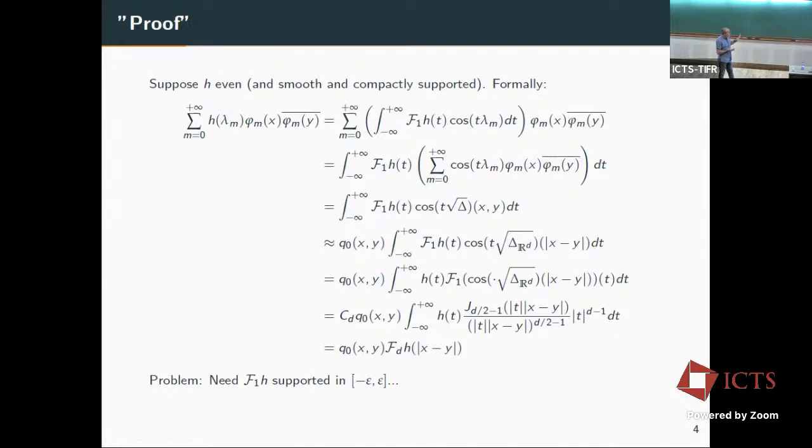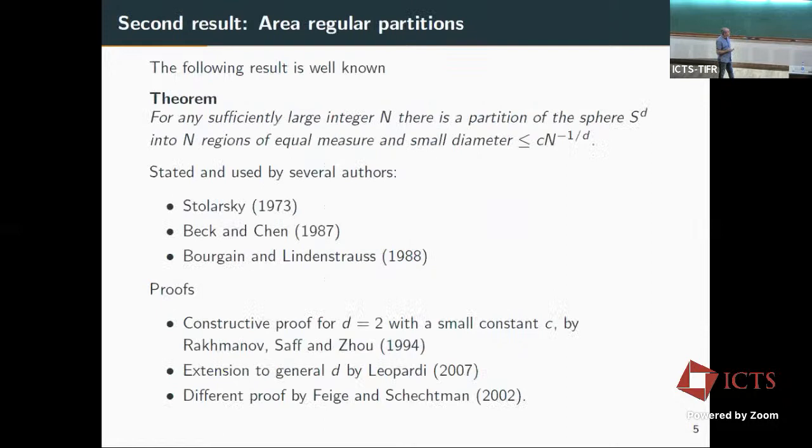So the second result that I mentioned has to do with area regular partitions. So let's recall what was known. You take sufficiently big n, then you find a partition of the sphere into n regions of equal measure and small diameter, meaning that the diameter is smaller than a constant times n to the minus 1 over d. As I said, this has been used by several authors, Tolasky, Beck, Chen, Bourgain and Lindenstrauss.